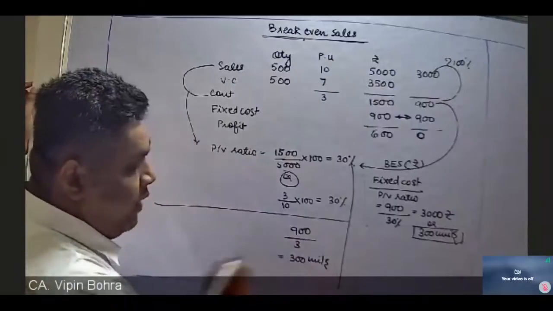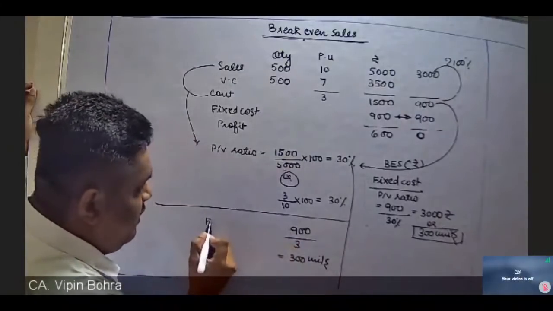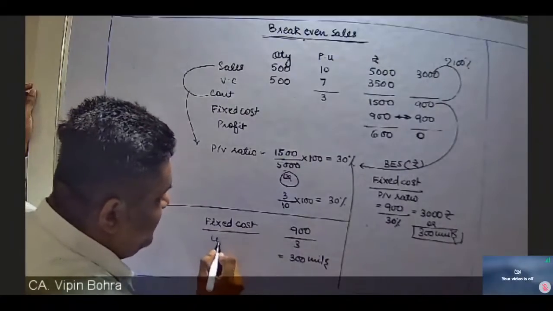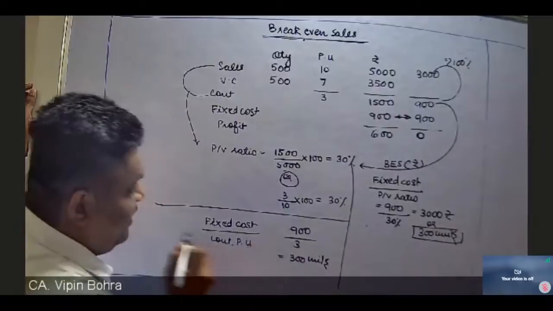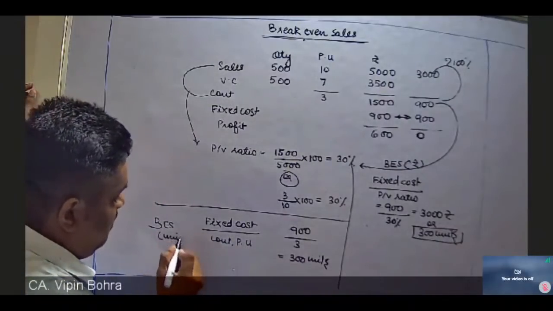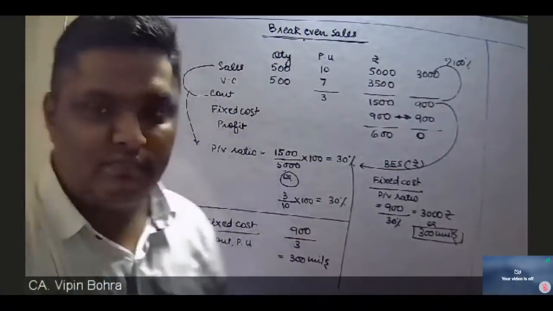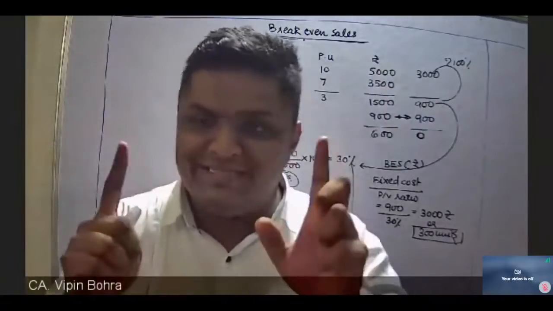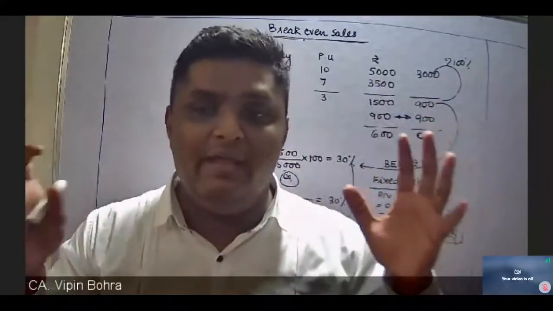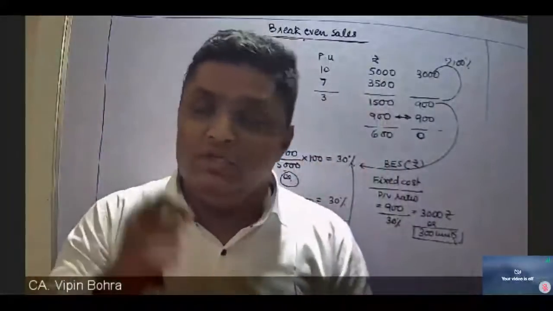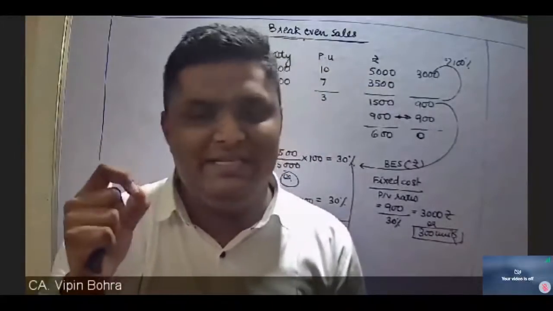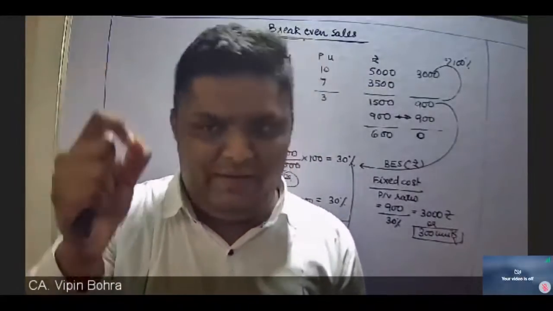So how can we make the formula? 900 is what? My fixed cost. Divided by 3, which is my contribution per unit. We call it as break-even sales in units. So these two formulas I have discussed. I hope now you guys are aware of how this formula is prepared. So break-even sales in rupees, fixed cost divided by PV ratio, and break-even sales in units, fixed cost divided by contribution per unit.